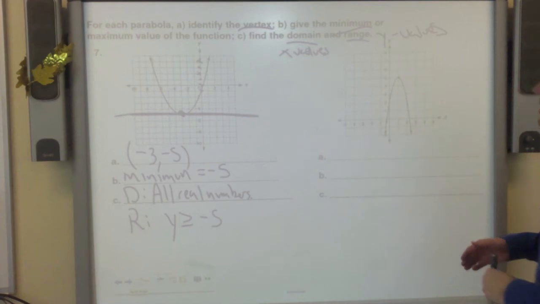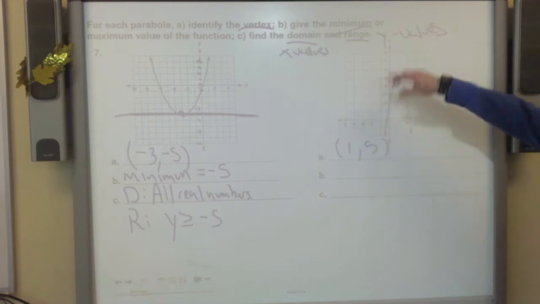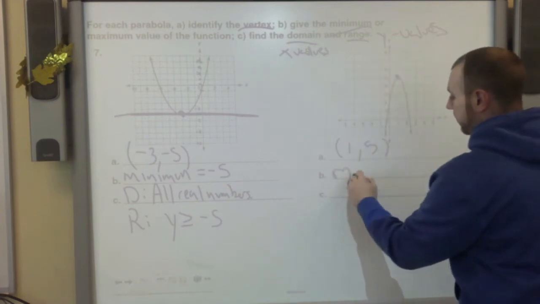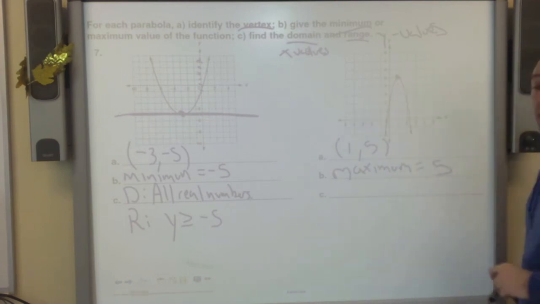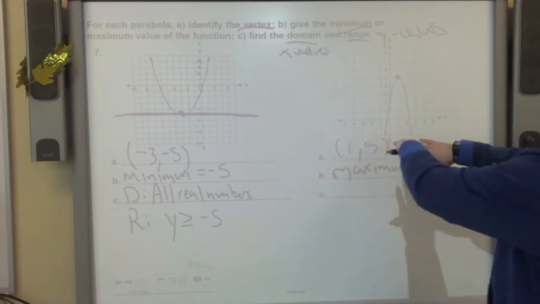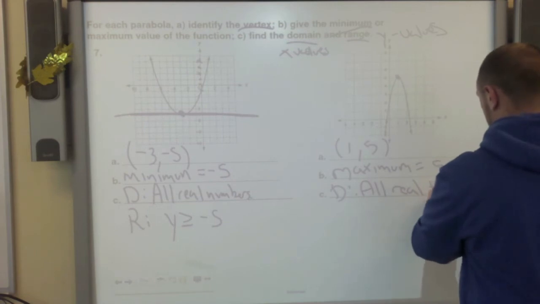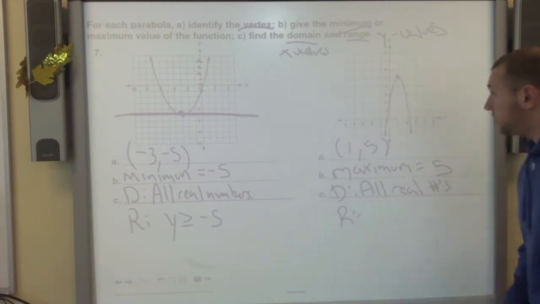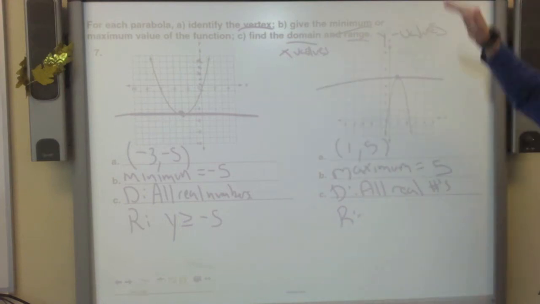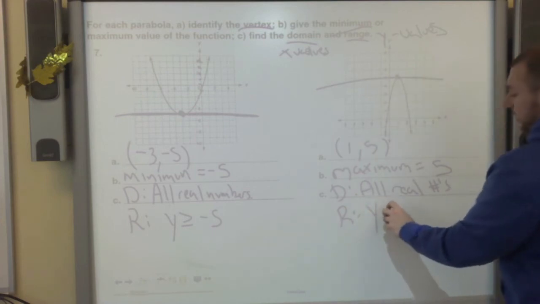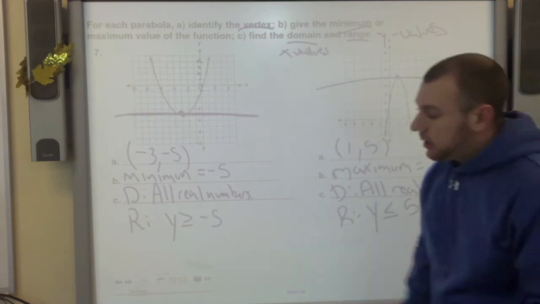Here, this one, the vertex is at 1, 5. Because it's opening down, it has a maximum value. And the maximum value is at 5. The domain, again, is going to be all real numbers. The range, if we look at it, there's nothing on that graph that's above 5. So y has to be less than or equal to 5, because everything's below that.